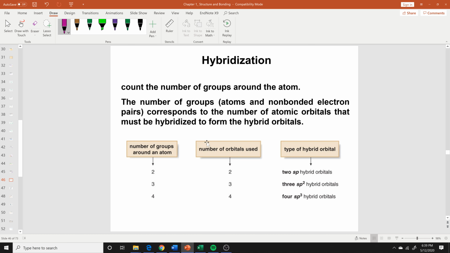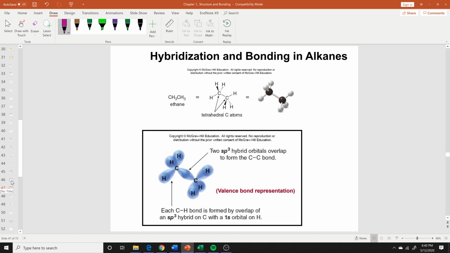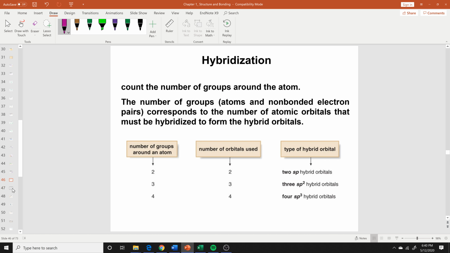So as we mentioned here, if you have two groups around the central atom, hybridization is sp. Three groups, hybridization is sp2, and four groups, hybridization is sp3.